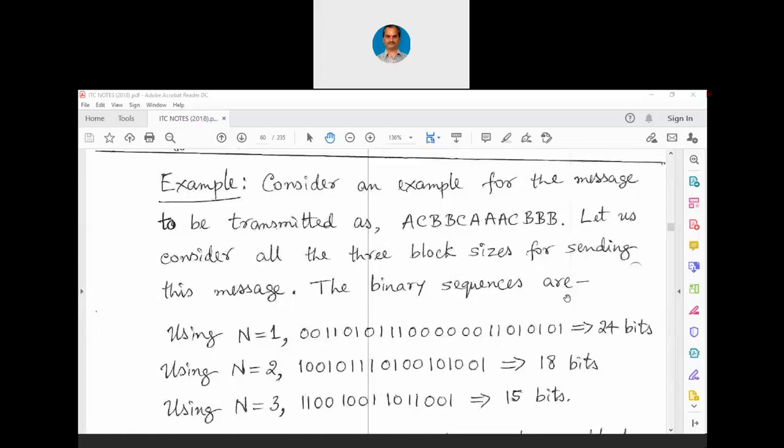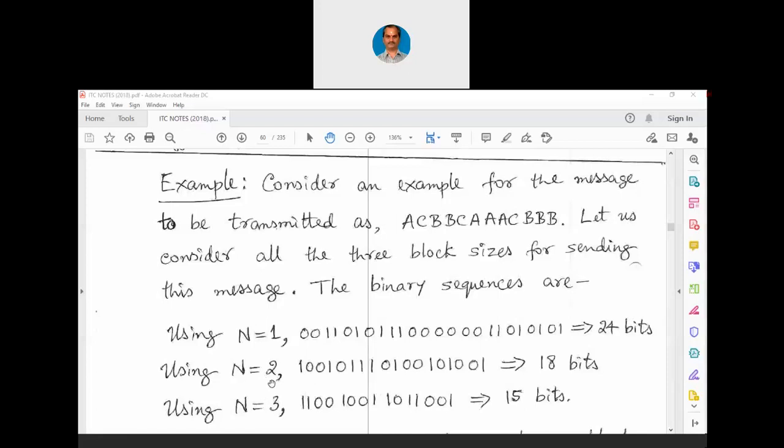Now the binary sequences, if we use n equals 1, then for each character, for A, for C, for B, we will have such coding: 001101. You can see A is 00, C is 11, B is 01. Next again B is 01, again C is 11, again A is 00, 00, 00, 11, 01, 01, 01, like that it goes on. Totally 24 bits for sending this particular message using the same exercise which we had worked out yesterday, with n equals 1, that means the sequence having single length, there are totally 24 bits.